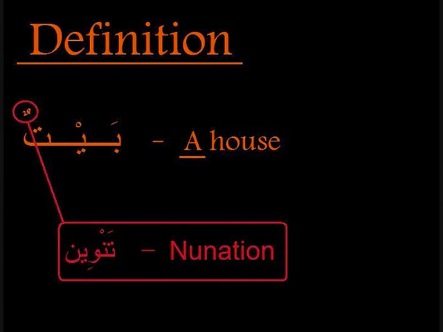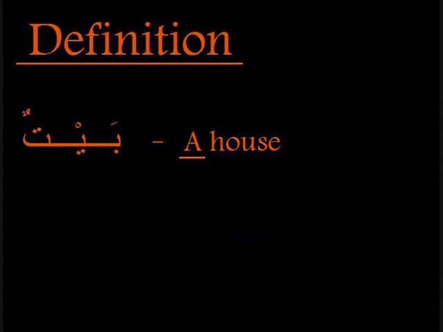Now the word for tanween in English is nunation. Why? Because the effect of adding a tanween at the end of the word is the same as the effect of adding the letter nun at the end of the word. For example, baytun. We can hear the nun at the end of the word. So this double dhamma means that it is indefinite. This is what tells us that that word there is indefinite. Baytun.